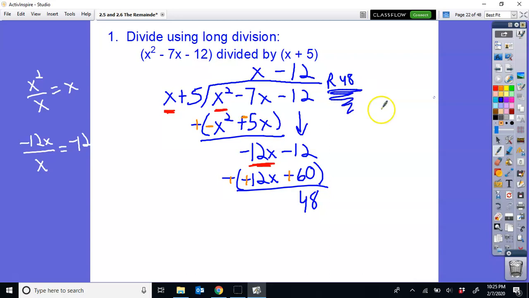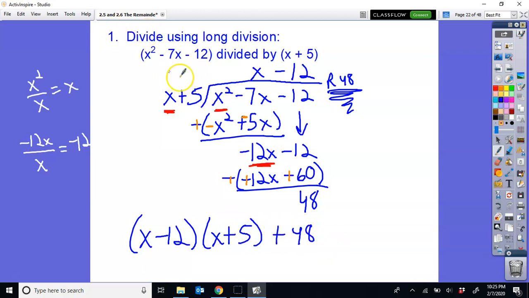Because it has a remainder, we've talked about that over the last few classes, what that tells me is that x plus 5, the thing I was dividing by, is not a factor. That doesn't change the fact that if I took x minus 12 times x plus 5, the thing I was dividing by, and added the remainder back to it, I would still get what I started with. That's how division works. But it means that it's not a perfect factor, so that's why I have to add this remainder back to it. We will see some that are perfect factors here in just a little bit.